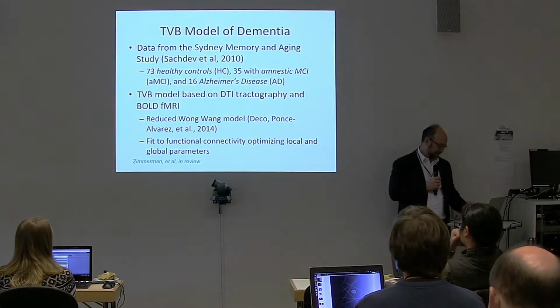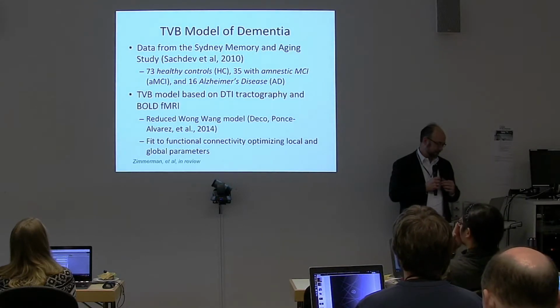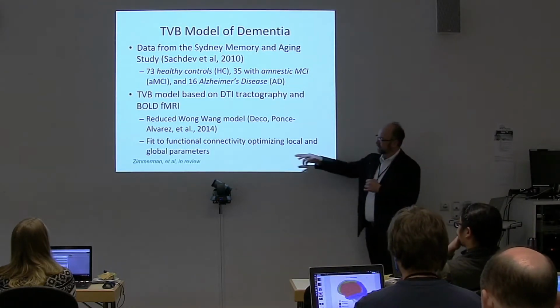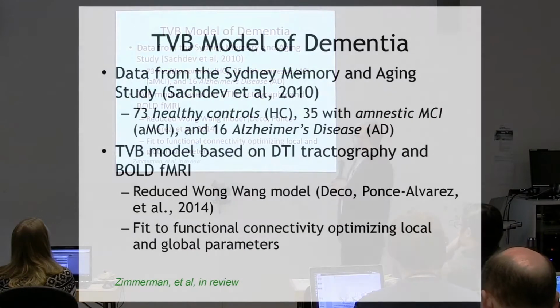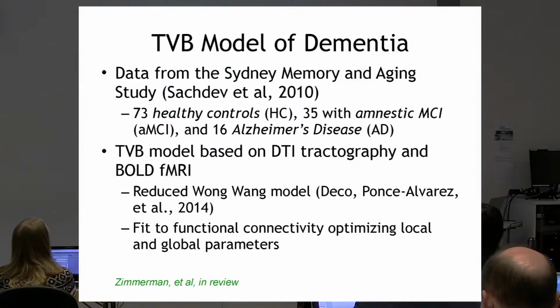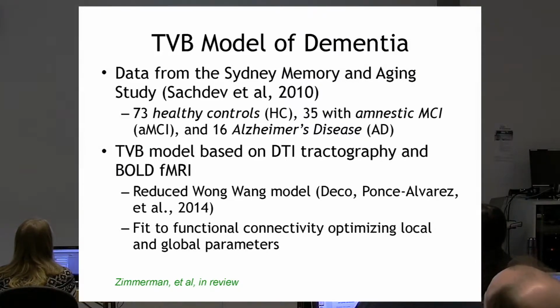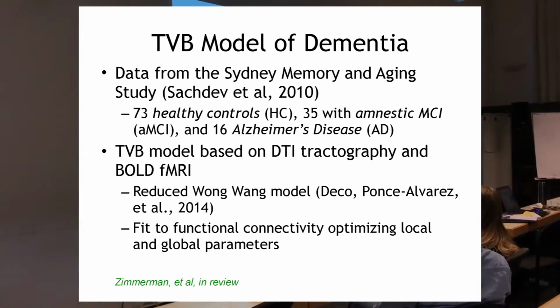The data I'm going to show you was from a paper that was just under review. We looked at a relatively large sample of individuals from an ongoing study from Australia, looking at healthy controls and 35 amnestic MCI and 16 Alzheimer's disease patients. There's a lot more that we're pushing through now, but this is sort of, again, proof of principle that we can get something reasonable from this.